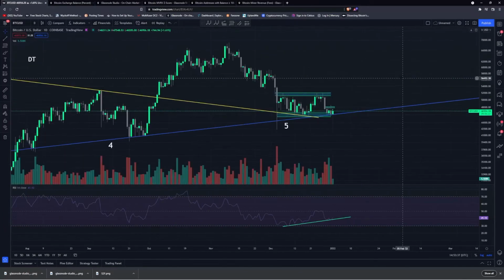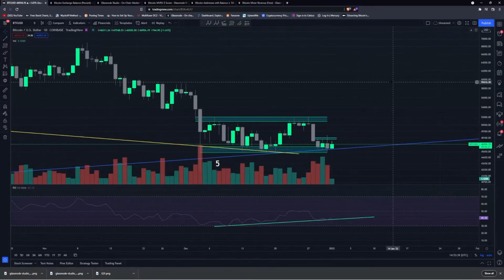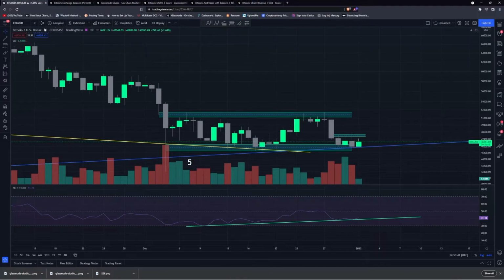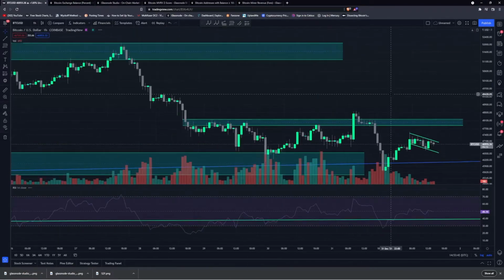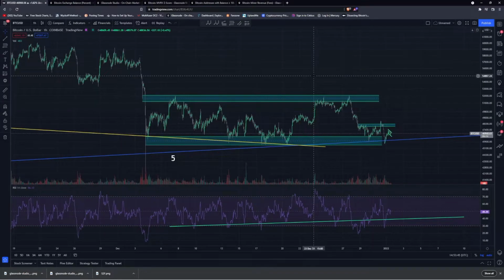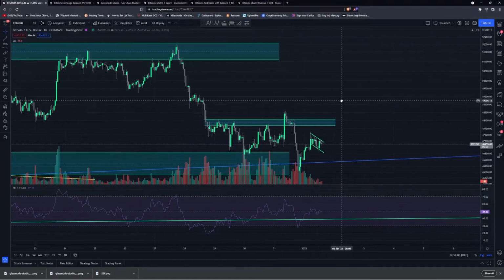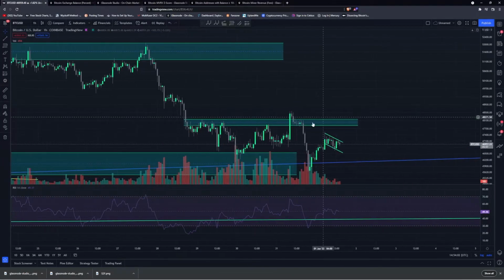Now, if we zoom in a little bit into this more recent structure, we've been tracing around in this range, right? This trading range right here between 52 and 57,000. We've just been ranging between there. A retest of it more recently, and then we're looking to hold this ascending trend line again. Everything is looking relatively good here.